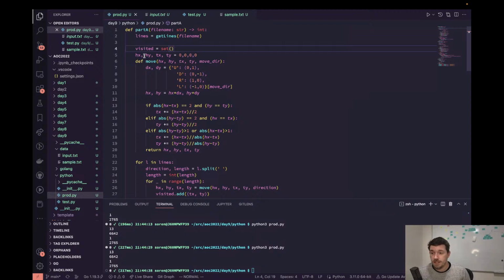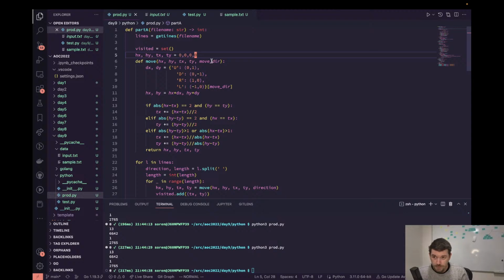Head X and head Y and tail X and tail Y, I'll set them all to 0. Then I create this function that, just like every other day, where we have a series of things that need to happen. I like to have a function that makes all the changes to the state and then I call that in a loop. So I can split those two tasks up and deal with them separately.